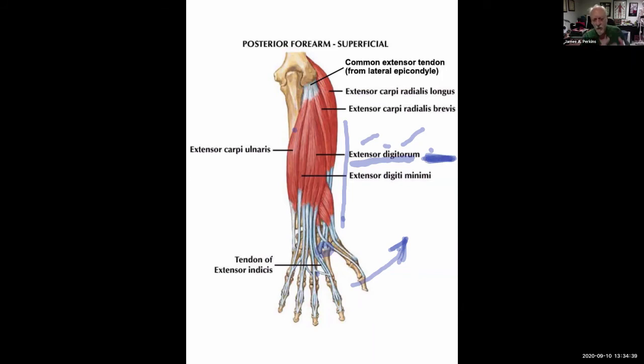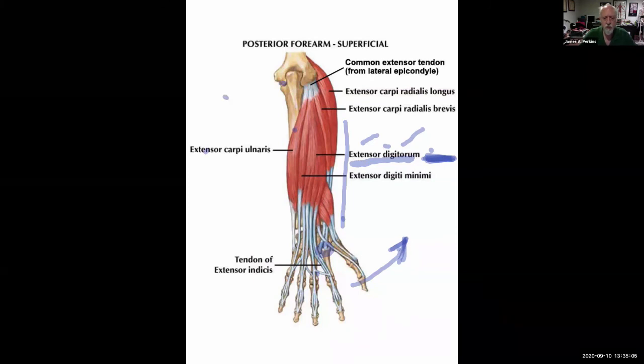On the flexor side, we had two different flexor muscles. There was a flexor digitorum superficialis and a flexor digitorum profundus. But here on the extensor side, in the posterior compartment, there's only one extensor of the digits. So it's just extensor digitorum, and there's no other word to modify that. So just a single extensor of the digits.